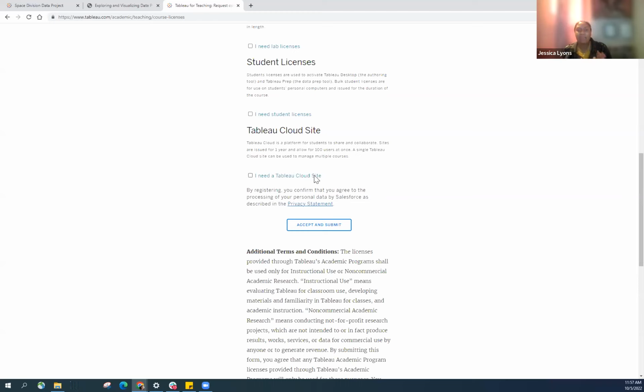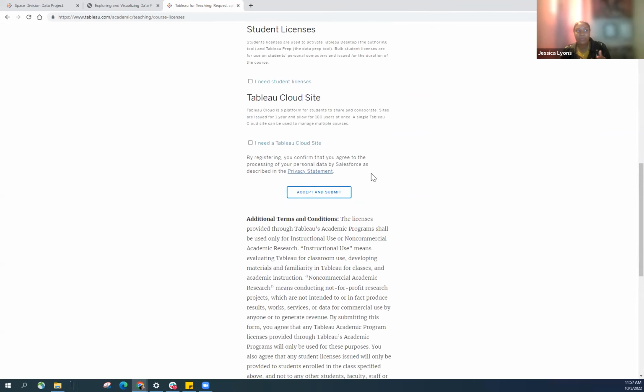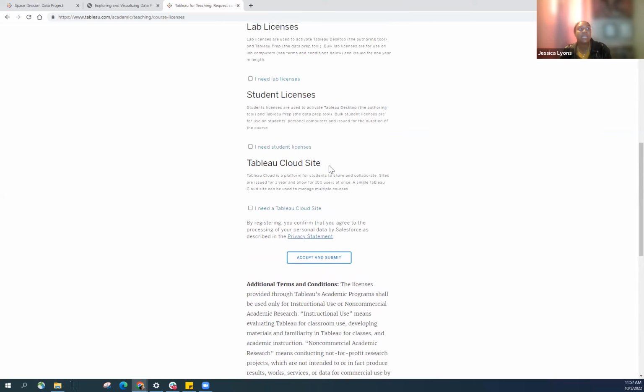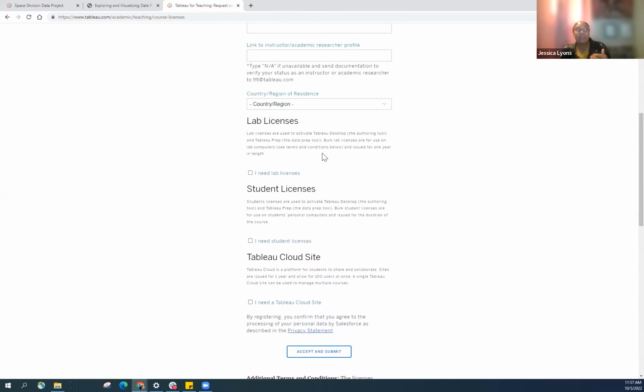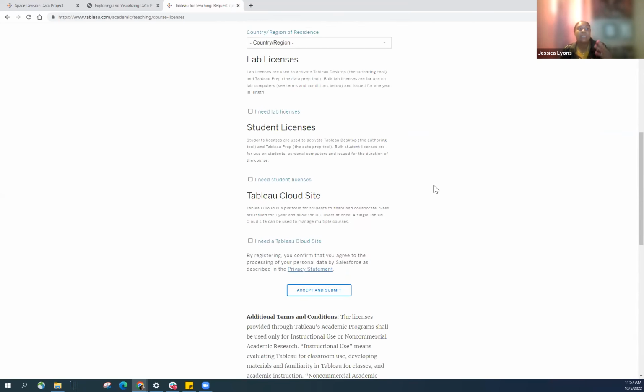I always have K-12 teachers be very careful with Tableau Public, especially when you have students uploading their data. It is great for them to be exposed. However, at the same time, be very careful about that PII information, or personal identifiable information, that could be shared by students. So we do have the Tableau Cloud site. We do have student bulk keys that you can actually upload your students into, and then they can use it.